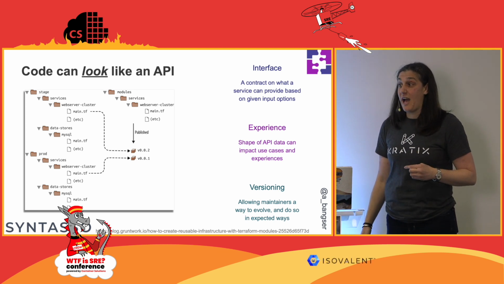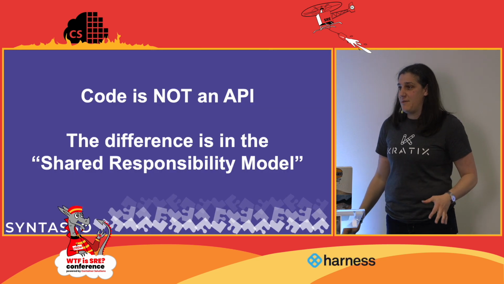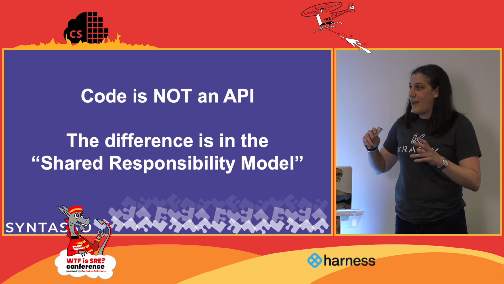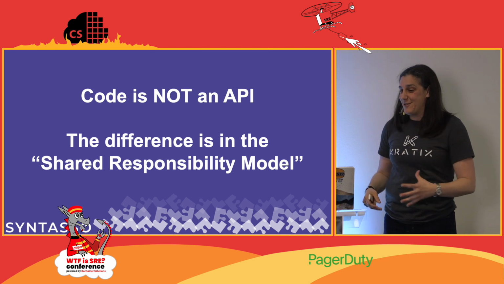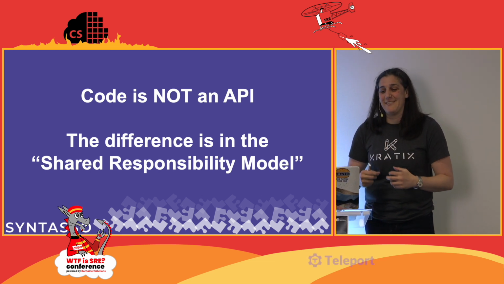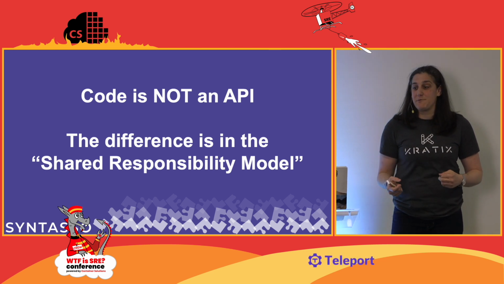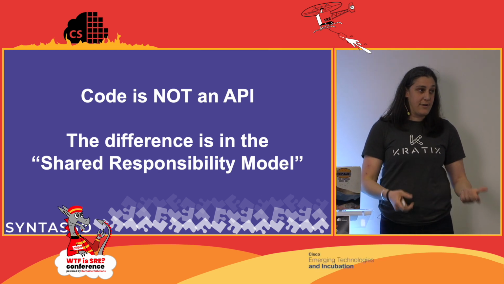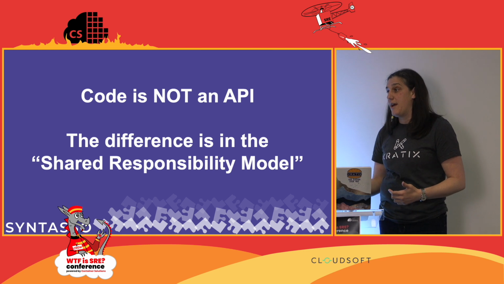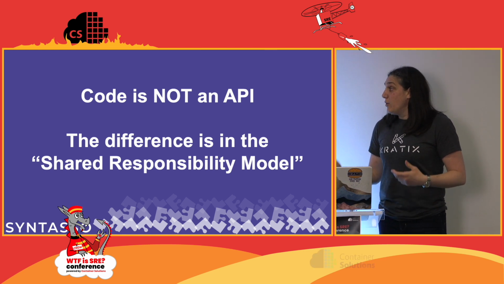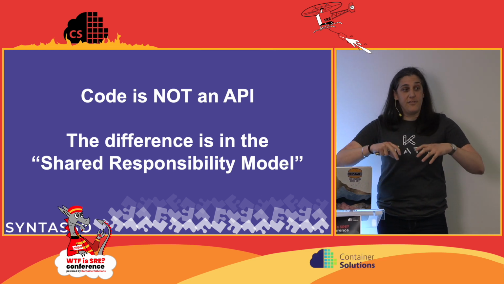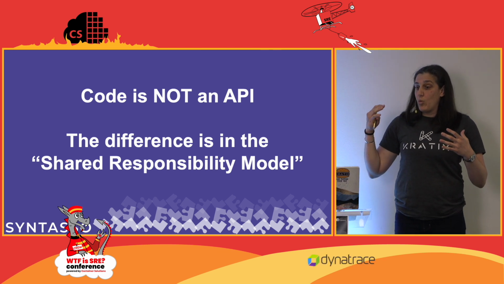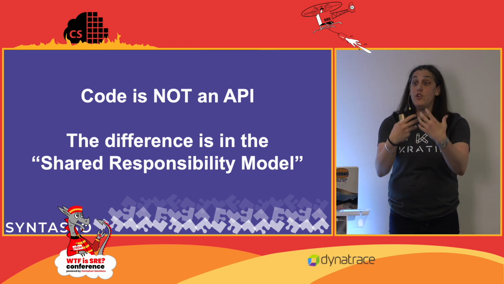So it looks like an API, I agree. But it's not an API. And I've been trying to figure out a way to describe this, because people get very attached to their templates, and what I've come to is the shared responsibility model, which is something that I have experience with as a consumer of the cloud APIs, as a consumer of AWS and GCP. With the shared responsibility model, there is a discussion that says, we are in charge of certain things and you're in charge of other things.